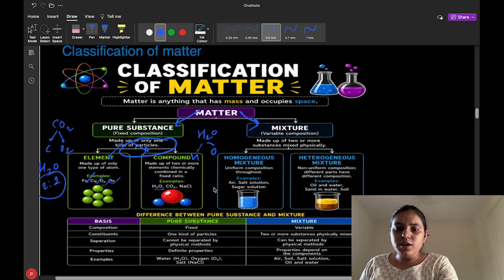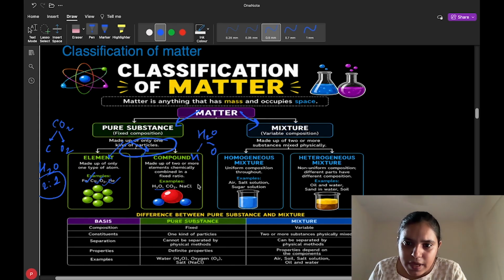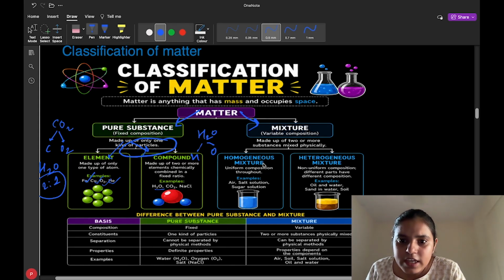Now, what is a mixture? A mixture contains two or more substances physically mixed together. The composition of a mixture can vary. An example of a mixture is air. In air, different types of gases are present, that's why we call it a mixture. For example, air, salt solution and sugar solution. Mixtures are of two types: homogeneous mixture and heterogeneous mixture.